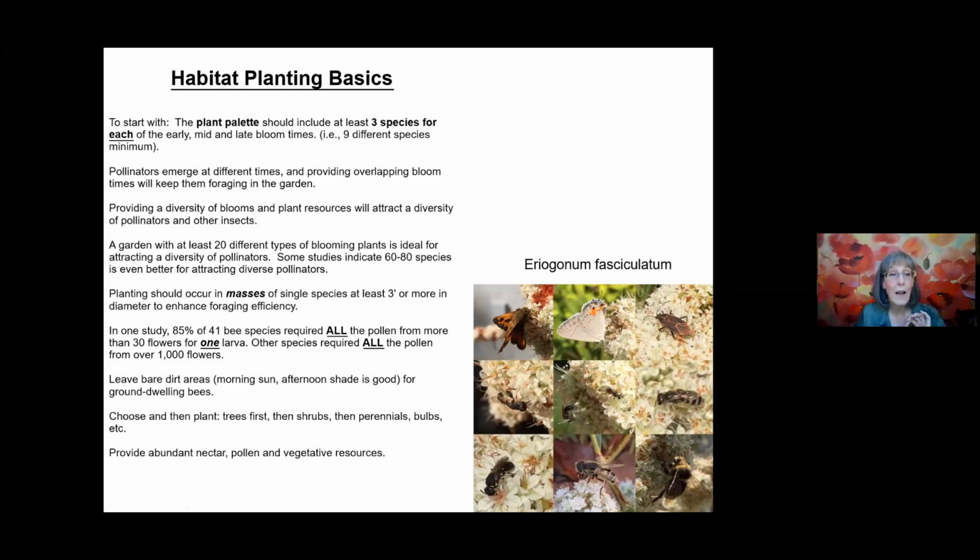When you have a diversity of blooming plants and plant resources, you'll have a diversity of pollinators and other insects. Every plant that you plant, think of that as a specific meal for some species.